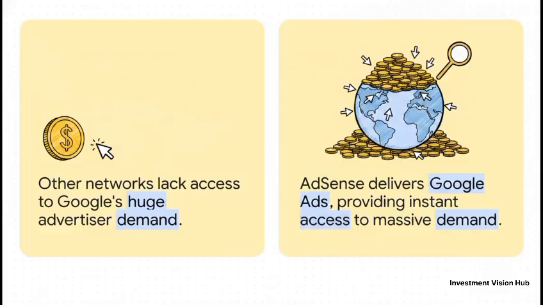Now you might be wondering, aren't there other ad networks out there? Well, yeah, for sure. But the real defining advantage of AdSense is its direct connection to Google Ads. When you use AdSense, you aren't just tapping into some small pool of local buyers, you are getting instant automatic access to a massive global source of advertiser demand. Because literally millions of businesses use Google Ads to market their products, there is fierce competition to get a spot on your website. And as you'll see in just a second, when advertisers compete for your space, it creates a bidding war that works directly in your favor.